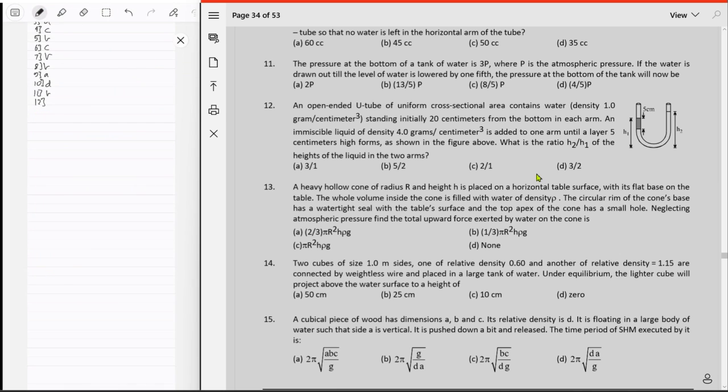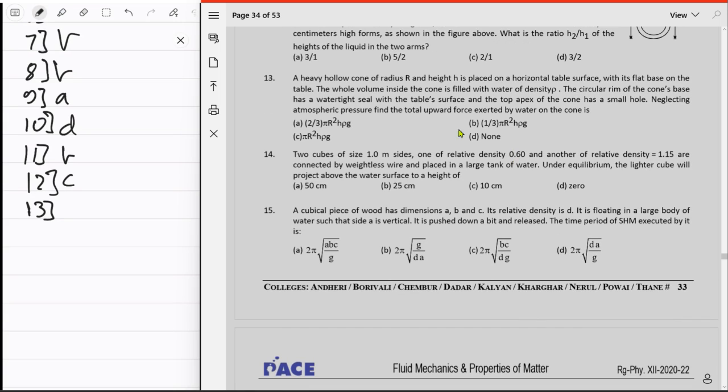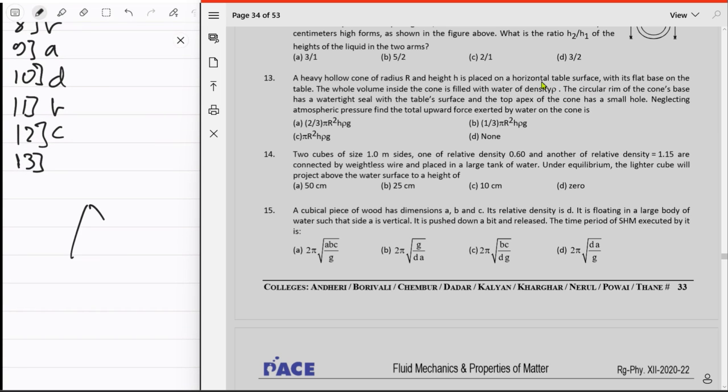So 12th, it's 2. 13th. A heavy hollow cone of radius r and height h is placed on a horizontal table surface with its flat base on the table. The whole volume inside the cone is filled with water of density rho. The circular rim of the cone's base has a watertight seal with the table's surface, and the top apex of the cone has a small hole. Neglect atmospheric pressure. Find the total upward force exerted by water on the cone.